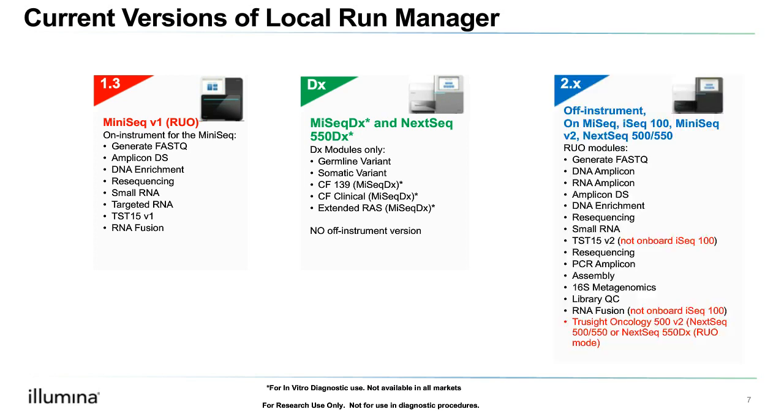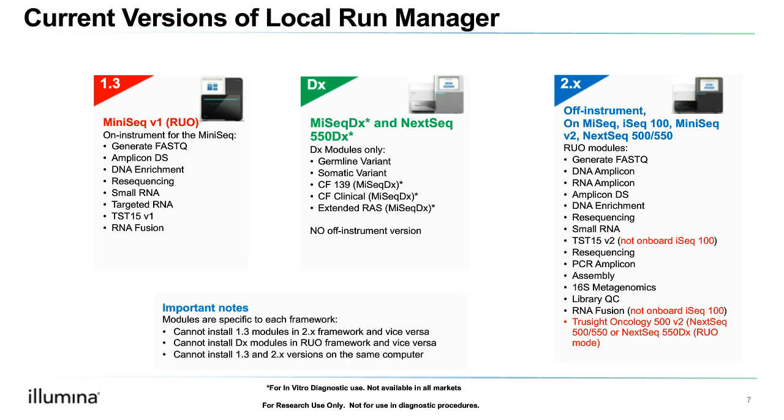For the off-instrument version, we have Local Run Manager version 2, and also on MiSeq control software version 3, iSeq instrument, MiSeq control software version 2, and the NextSeq instrument. Some important notes that I want to mention here. The modules are specific to each framework. So you cannot install 1.3 modules in framework version 2, or you cannot install the DX modules in the IO framework. And you cannot install Local Run Manager version 1.3 and version 2 on the same computer. So just something that we need to keep in mind.